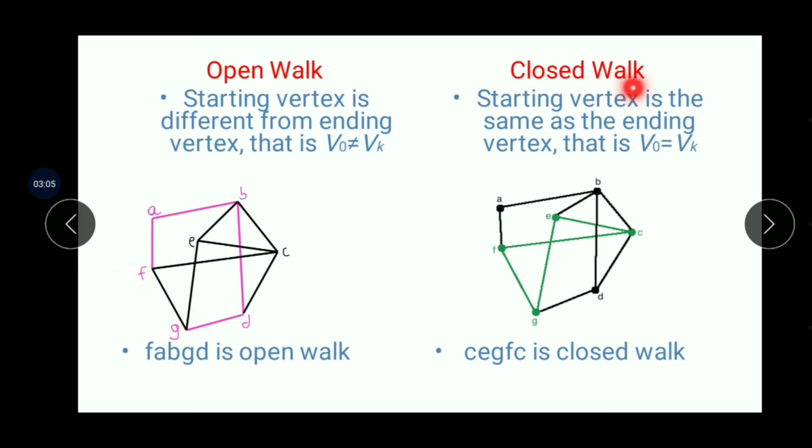Now what is a closed walk? In a closed walk, V0 is always equal to Vk. Like in this graph, the green lines, if you trace the green lines, C, E, G, F, C, it's a closed walk. It started from C, it ended at C. So this is a closed walk.